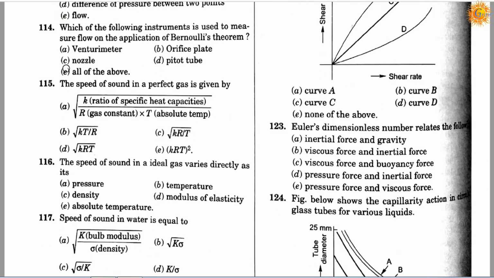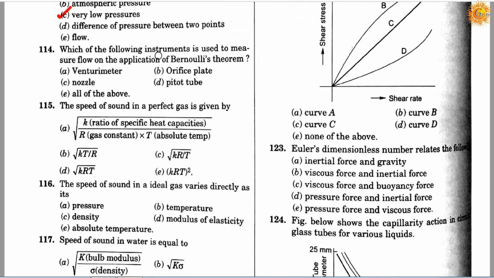Question number 114. Which of the following instruments is used to measure flow on the application of Bernoulli's theorem? Option A is a venturimeter, option B is orifice plate, option C is a nozzle, option D is a pitot tube, and option E is all of the above. So the correct answer is E, it's all of the above.